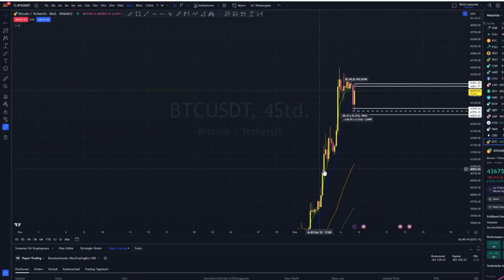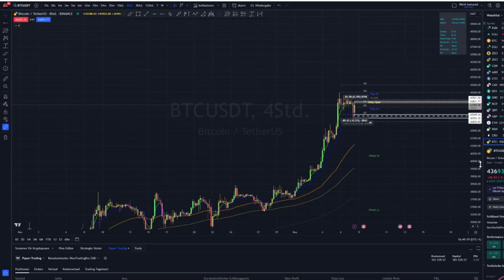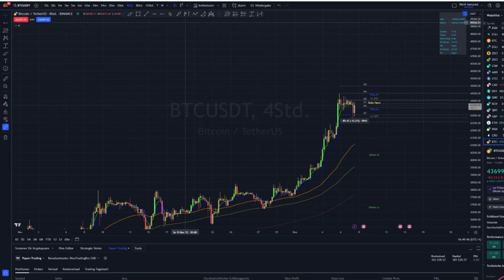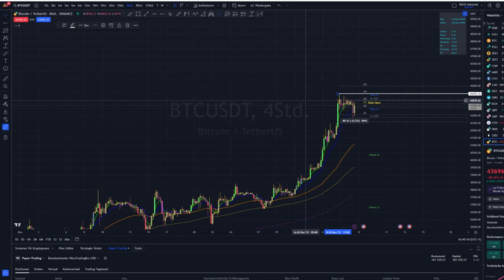If we now go back to the 4-hour chart, we can take another look at the upward and downward wicks, as well as the support and resistance areas. I'll draw the wick and the resistance here first. Now I'll also draw the same for the support.